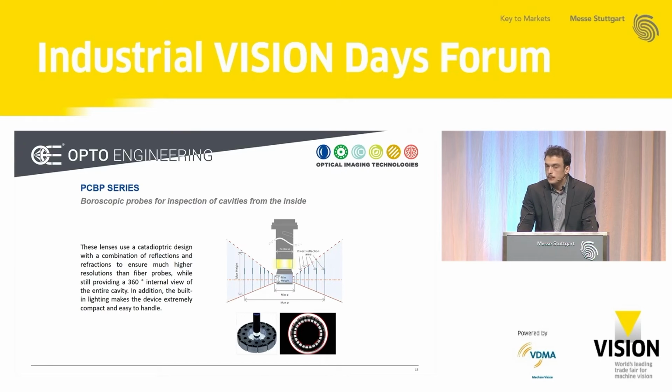Here you can see basically a scheme of the working principle of these optics that explains better than any word what I meant before. So the probe is inserted inside the cavity and you have a circular crown around the lens that images the sides of the object. Not only that, these lenses feature an integrated illumination, so there's no need for an external source, making them extremely compact and easy to handle as well.